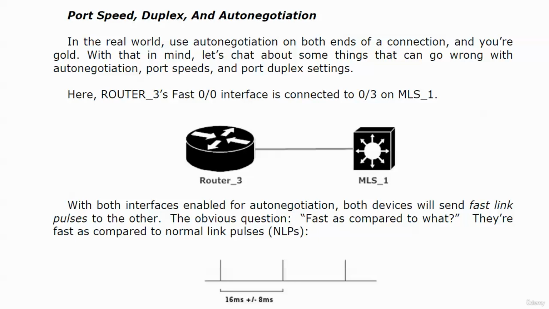But we're going to mess with it a little bit. One difference on the board right now and what you're going to see in the lab is that router 3 is still connected to 0/7 on MLS1. Makes no difference as far as the actual operation goes.